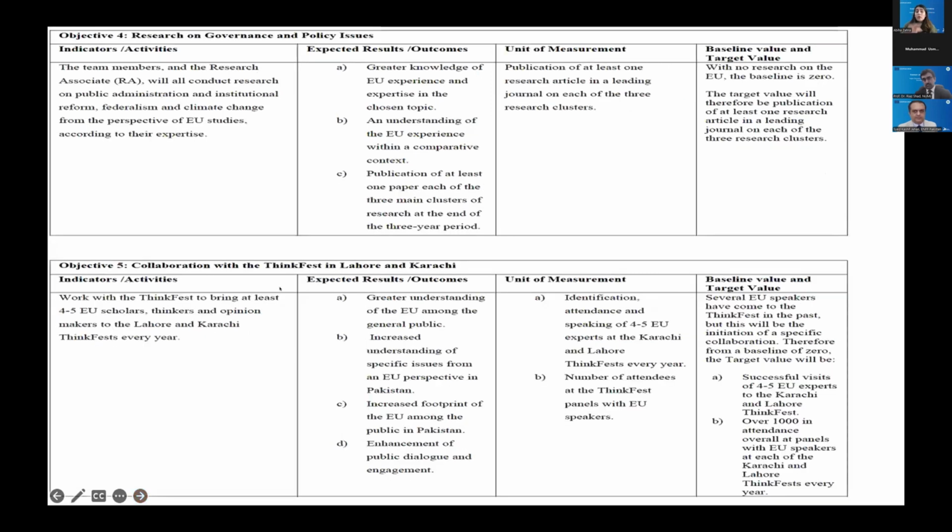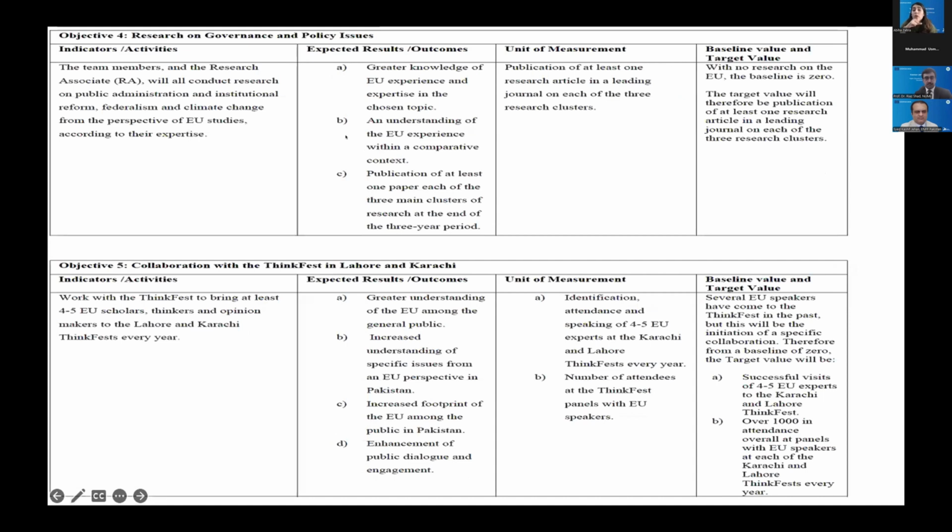Then one of our colleagues does ThinkFest in Lahore and Karachi. It is a literature festival. They were already collaborating with the EU on a couple of things. So we also do panels at ThinkFest, in collaboration with other EU speakers, which was also for a wider audience, so increasing the reach.